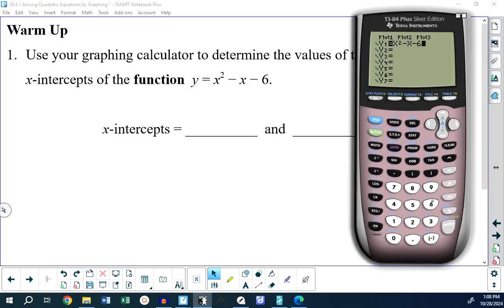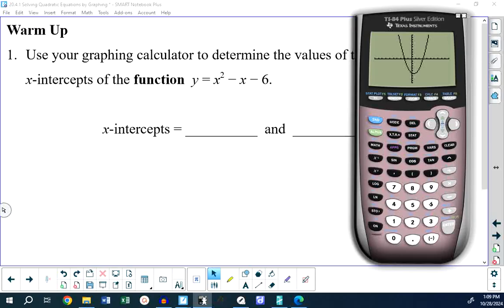And at some point today, each and every one of you will come to a conclusion that I'm teaching you something new that's not really new. It's kind of the same thing. Okay? We're just using different terminology. So I can put in this function and I can go zoom 6.